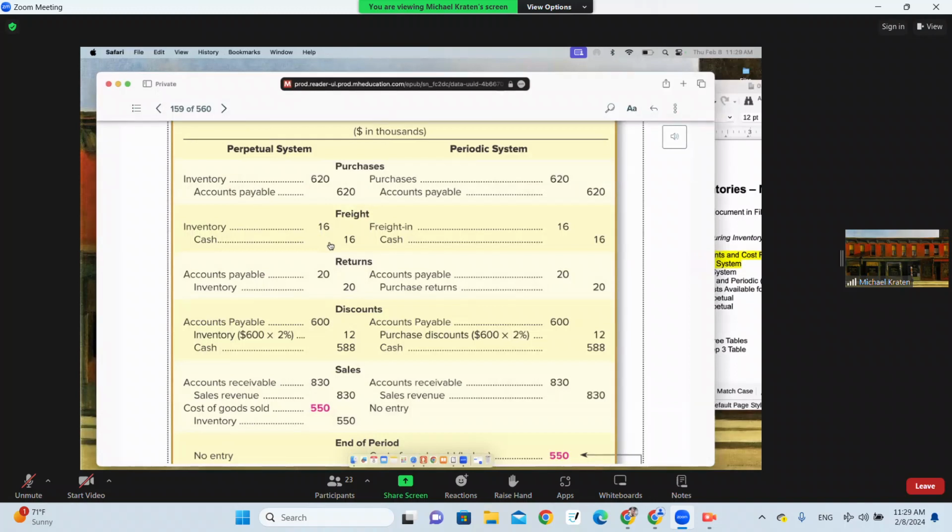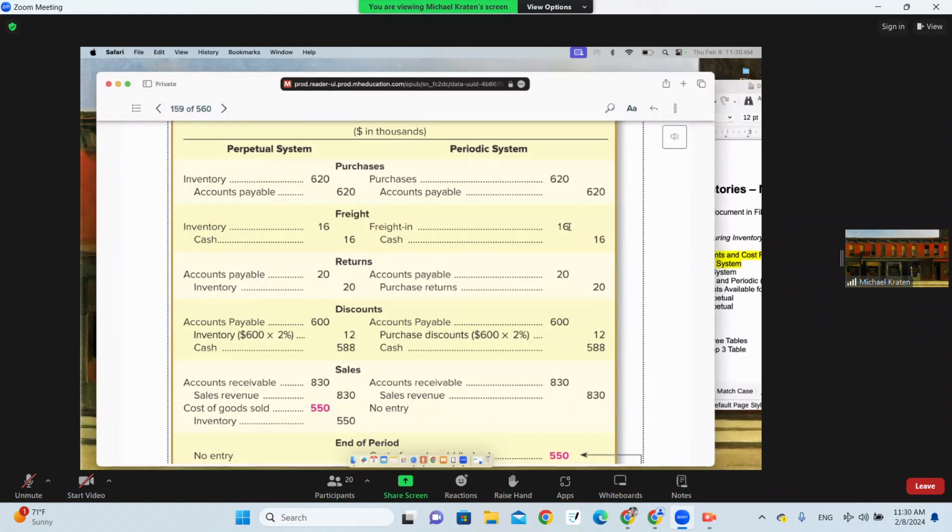Right after the $16 in freight is booked, if you ask the perpetual guy, well, how much is your inventory worth? the perpetual guy will look at one account called inventory and in that moment say 636. If you ask the periodic system accountant, how much is your inventory worth in total? He's going to say, okay, well, the original cost of purchasing it, I put into an inventory account called 620. The extra cost of the shipment, which is part of the cost of purchasing it, is an extra inventory account called freight in. That's an extra 16.